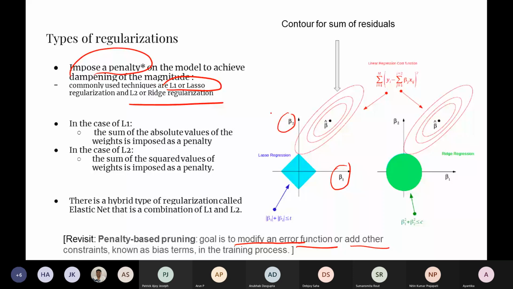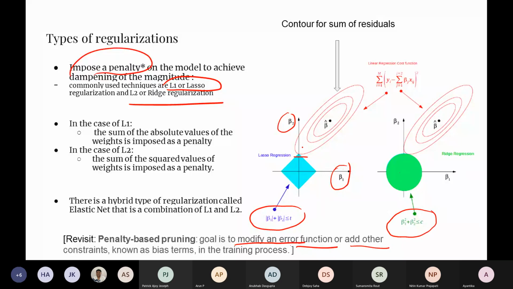Okay, so this is the lasso plot for your lasso regression, and this is the plot when you are considering beta 1 plus beta 2 less than a particular threshold. Whereas when you are considering ridge regression, you are considering the relation beta 1 squared plus beta 2 squared. That means it is forming a circle. Okay, now you consider this tip.